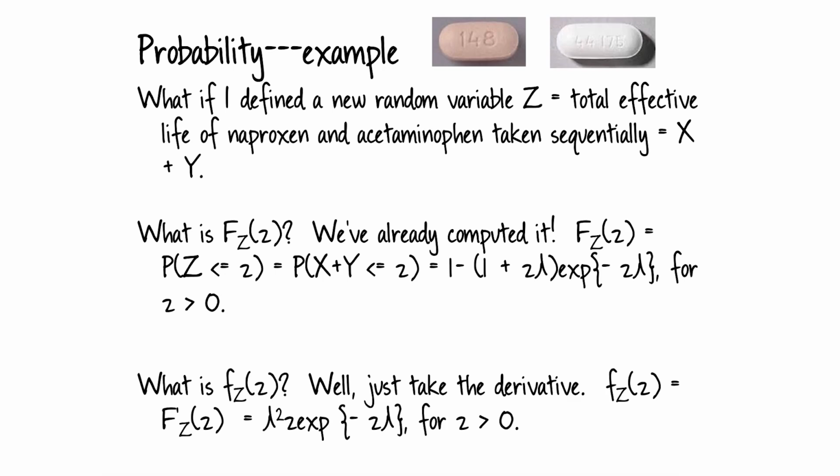The CDF of this new random variable, by definition, is just equal to the probability that z is less than little z. That is equal, by definition of our new random variable, to the probability that x plus y is less than or equal to little z. And that is equal to the quantity we just computed, for z greater than 0. Once we've got the CDF of z, we can also get the PDF. How do we do that? We just take the derivative. So the PDF of this new random variable is equal to lambda squared z times e to the negative z lambda.